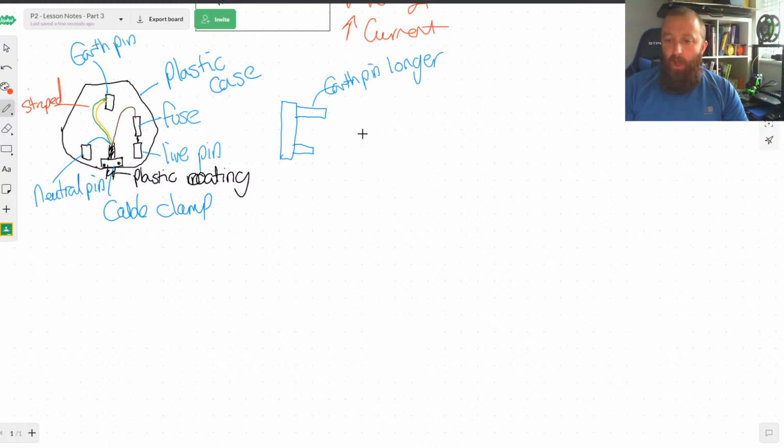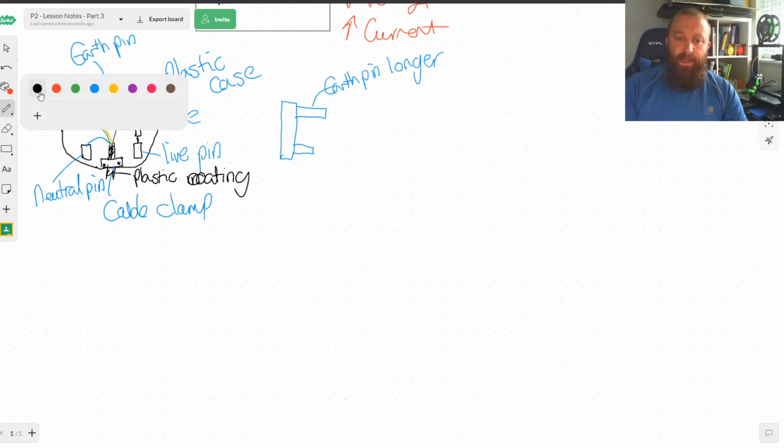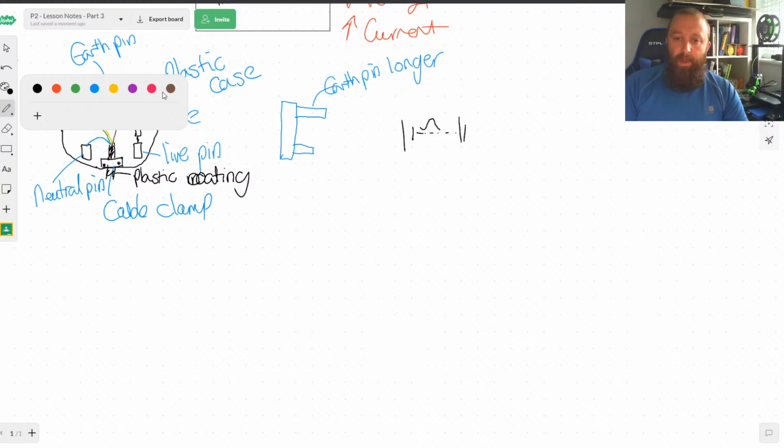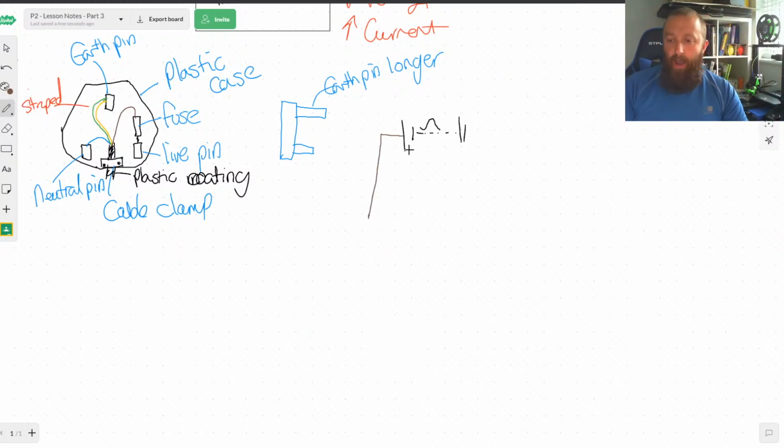Now if we were to look at the national grid, let's just draw out a basic circuit and look at what's going on. So we've got our AC current coming in, and the electricity comes in down the brown wire. So this is our live. It then goes to the appliance. I'm just going to do our basic light bulb for a minute.